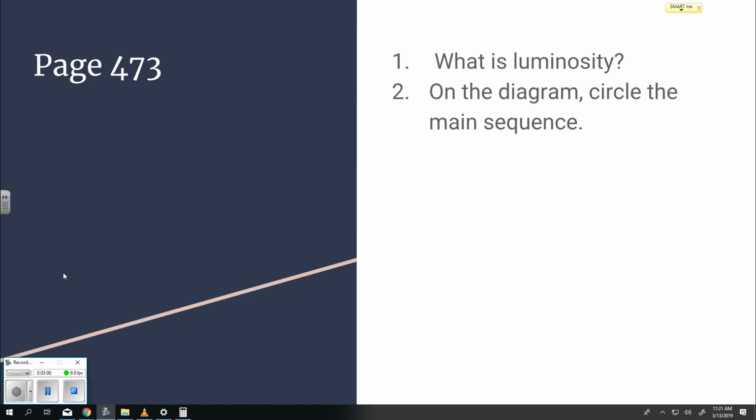Question 2, on the diagram, circle the main sequence. Use your highlighter to highlight the line that runs through the center of the picture, including where it says Sun and red dwarfs, all the way up to the top left. Highlight that line in the center of the picture.